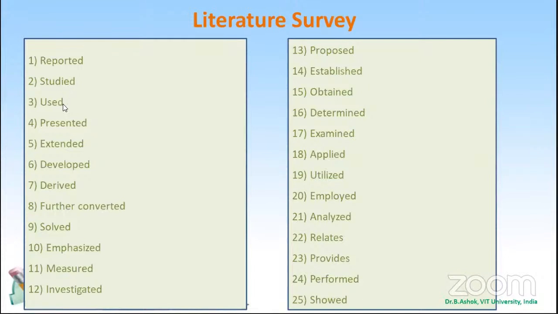Ashok et al. reported, studied, used, presented, like this. These keywords can be used. Ashok et al. measured, investigated, examined, utilized, employed. So for each and every paper, you can change the keyword. If you are going to write for 8 papers or 10 papers, you can change this.